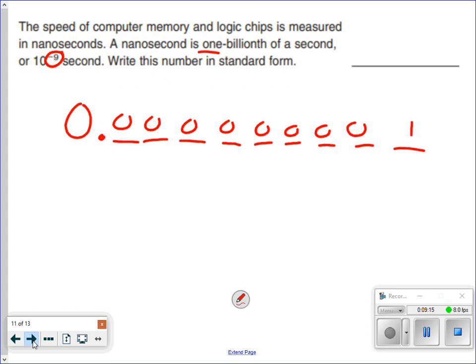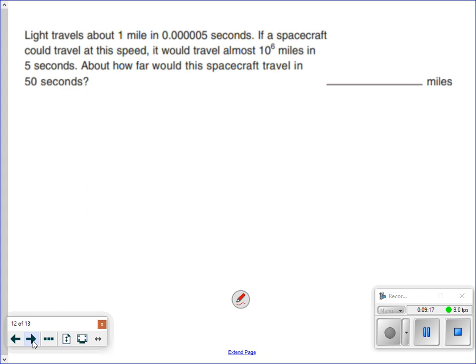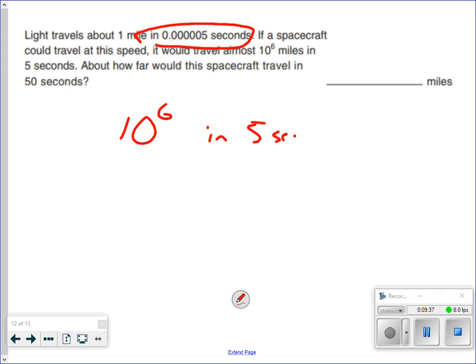This next problem's kind of a fun one. Light travels at about 1 million in this many seconds. 0.00005 seconds. If a spacecraft could travel at this speed, it would travel at almost 10 to the 6th power miles in 5 seconds. Okay. How many would travel in 50 seconds? You're probably like, I have no idea how to do this.